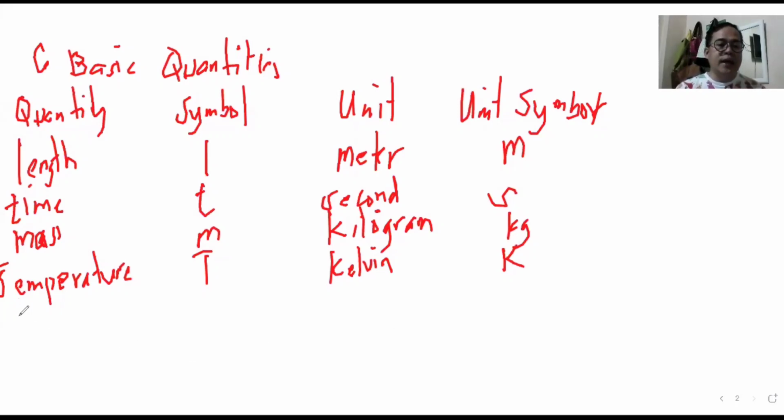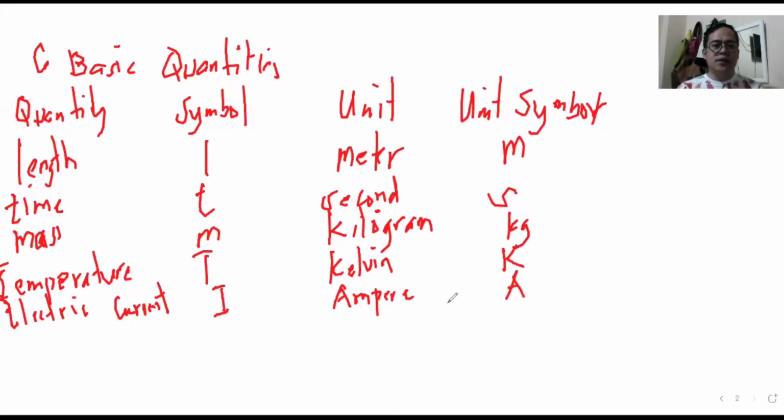The fifth one is electric current. You notice whether the electricity in your house flows well, without fluctuating, because sometimes the electricity fluctuates. The electric current has the symbol I, and the unit used is the ampere, with a big letter A as the unit symbol.